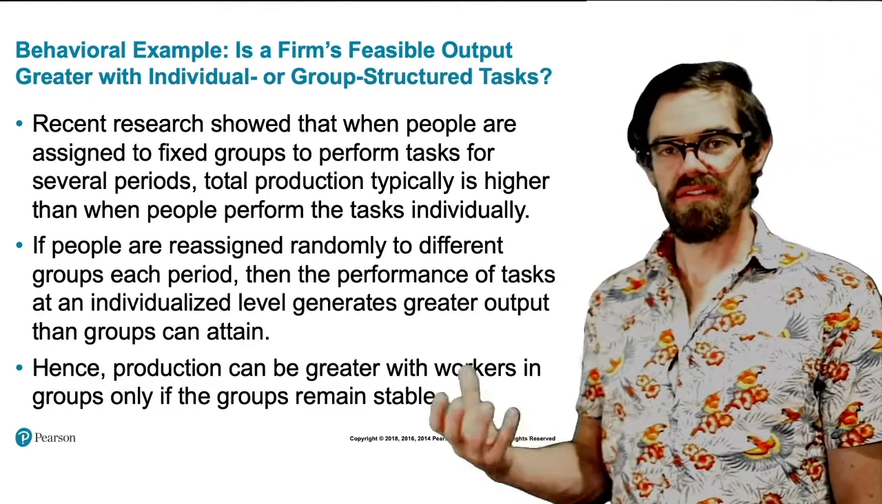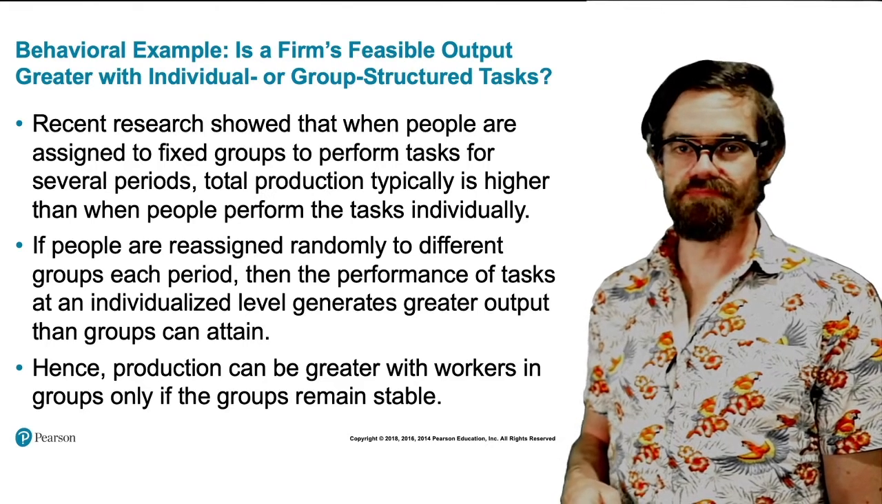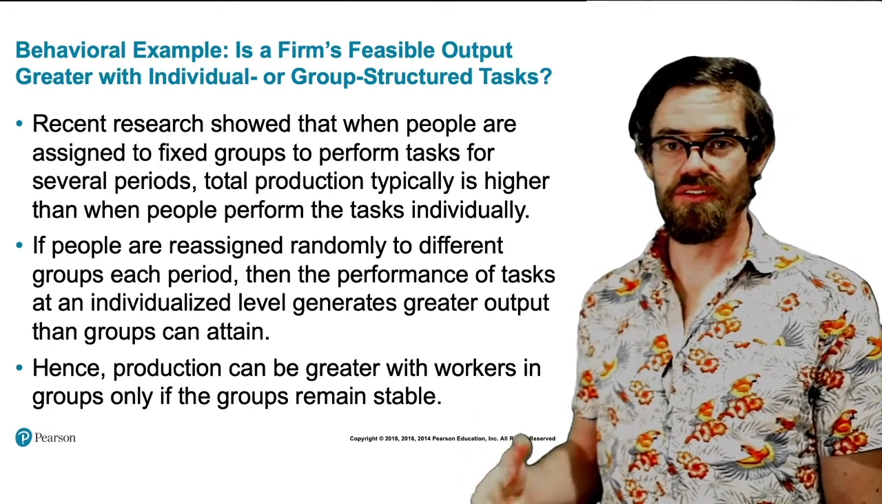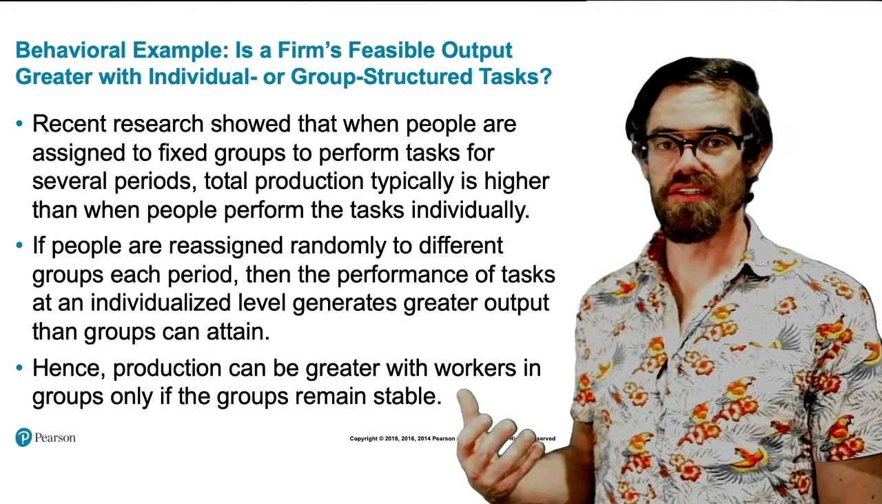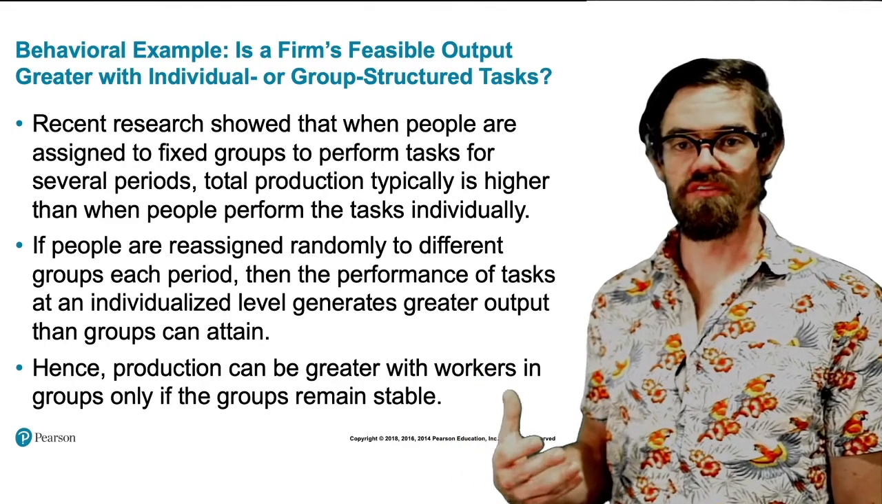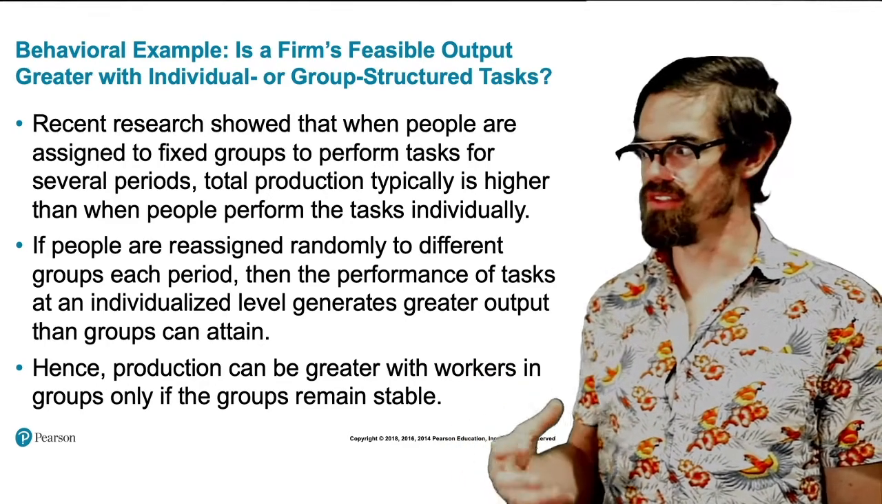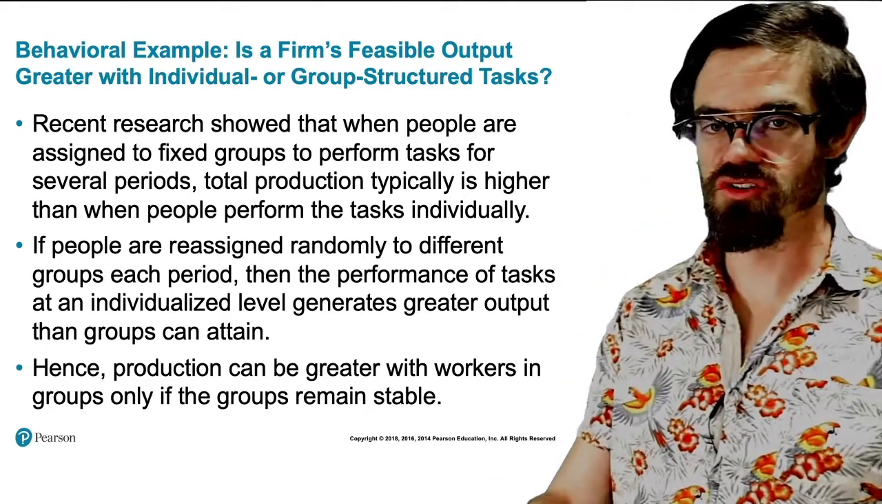So the conclusion is basically that in order to get the most productivity out of labor, we should have people in teams that are fixed, that are stable, not being changed randomly.